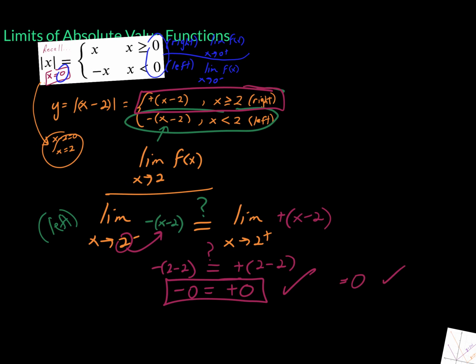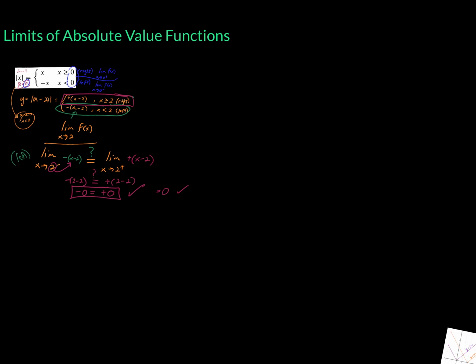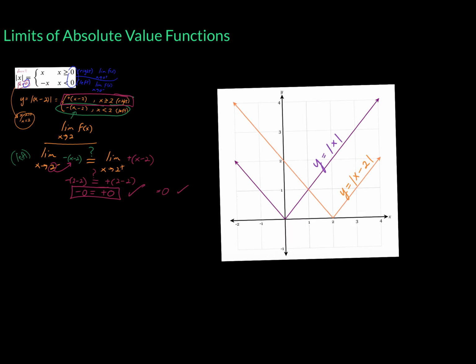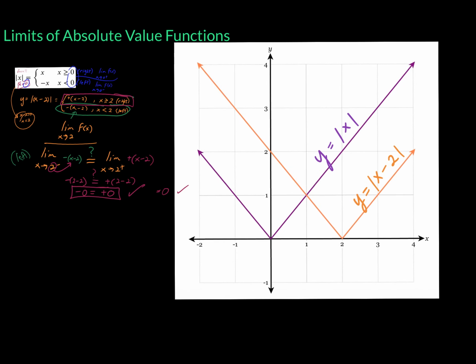If the graph interests you, let's take a quick look here. I have the absolute value of x and the absolute value of x minus 2. You can see that as you're approaching x equals 0, your limit is approaching y equals 0. And over here, as your x's are approaching x equals 2 from both sides, your y value is approaching 0.